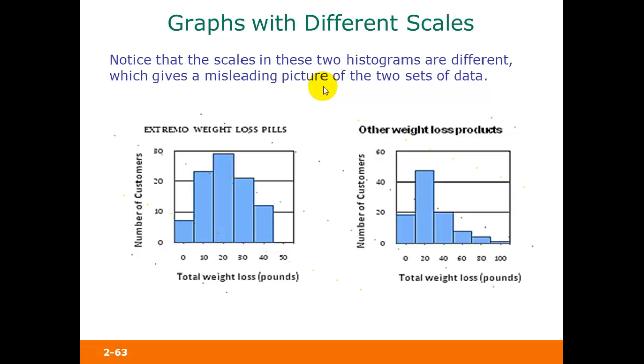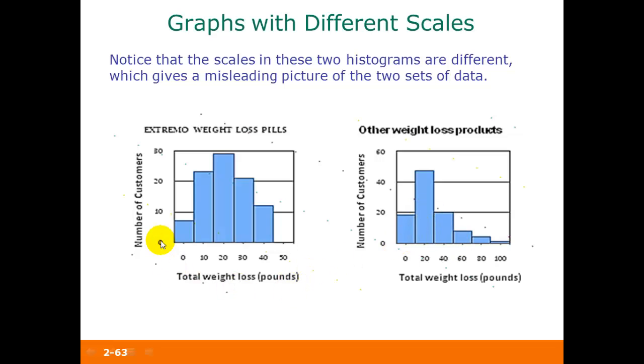Using graphs with different scales is another way to give a misleading picture of two sets of data. So here we have two graphs, one for Extremo weight loss pills that shows the total weight loss in pounds of their customers. The other graph is for other weight loss products. So looking at the two graphs, it appears that much more weight was lost with Extremo weight loss pills than with other weight loss products.